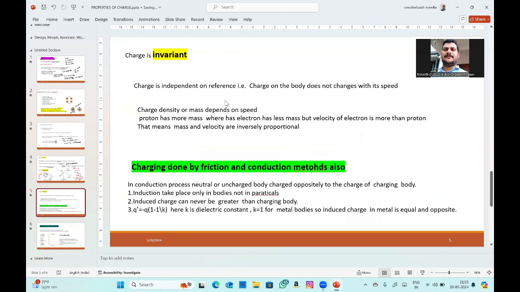Another property: charge is invariant. This means charge is independent of reference, that means the speed of the particle. An electron can move with more velocity and a proton will move with less velocity because their mass is different. Mass and velocity are inversely proportional, we know, because mass depends on velocity. More mass, less velocity; lesser mass, more velocity. So they are inversely proportional. But charge is independent of speed.